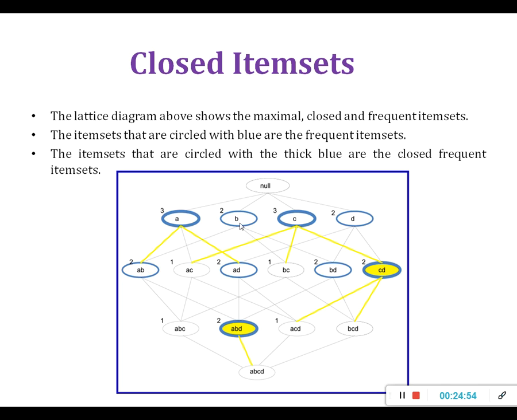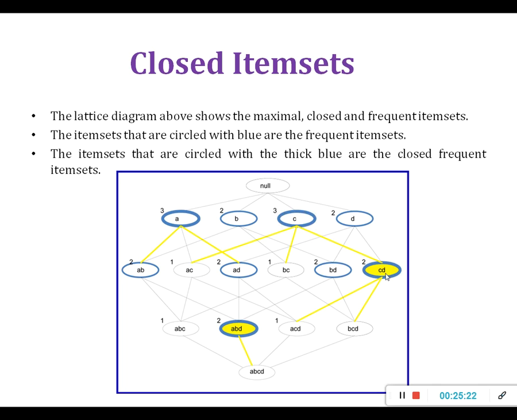If I am talking about B, then for this B there is actually no need to check this frequent set. If you are just checking the closed frequent, that is also sufficient. So I will directly move towards C. For C, I will check AC, BC, CD. AC and BC are not frequent, but CD is frequent, and that's why we can't say that C is a maximal.